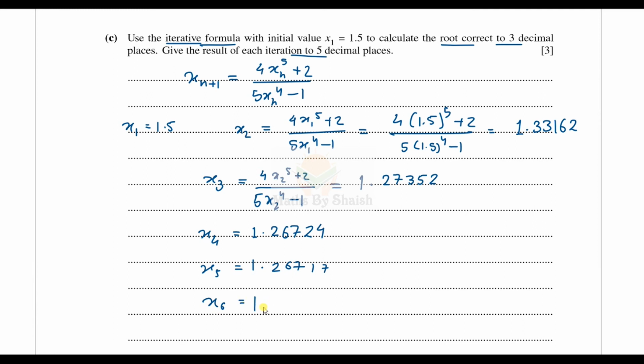We can see from here 1.26716 and 8, so it is 7 only. So we can see this is correct till 3 decimal places. So the answer is, we can say the value of the root x is equal to 1.267 till 3 decimal places. I hope it is clear. So let's do the next question.